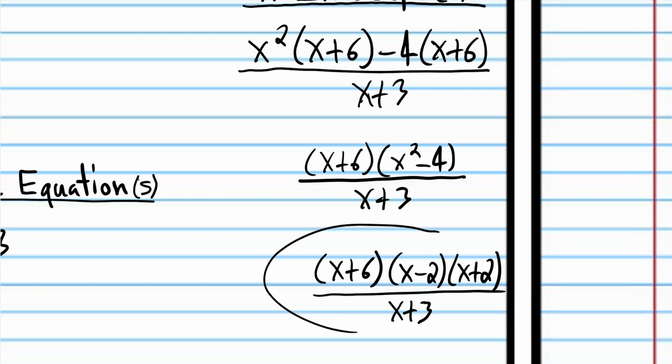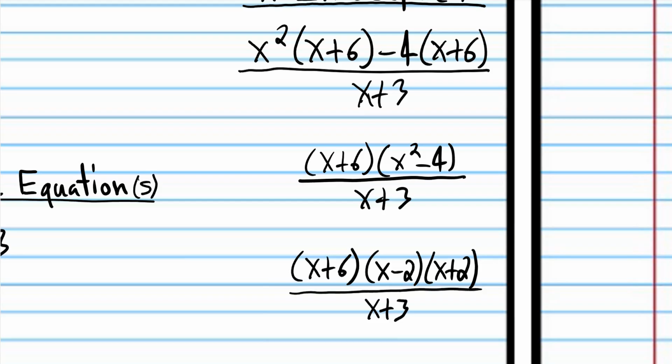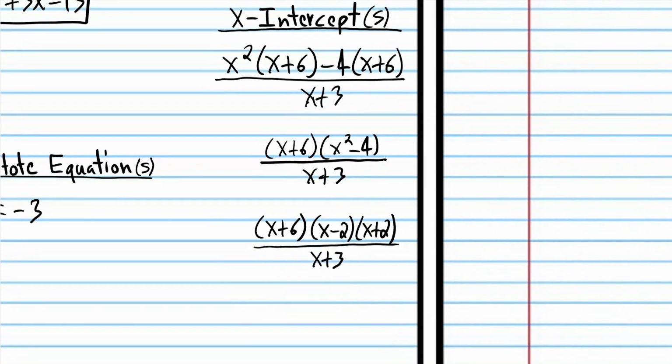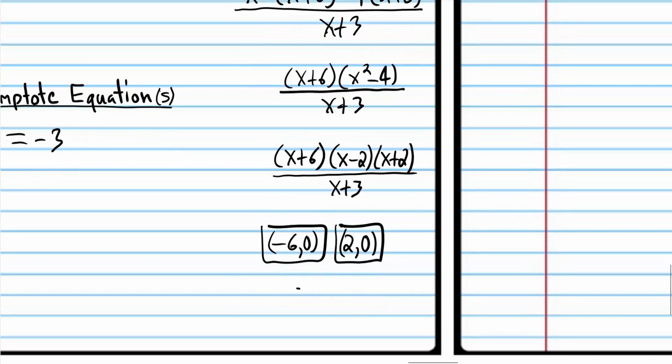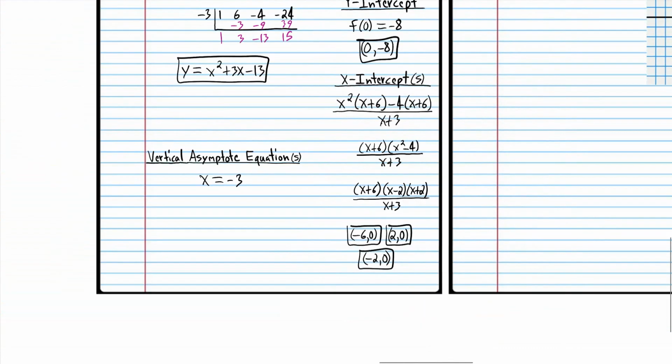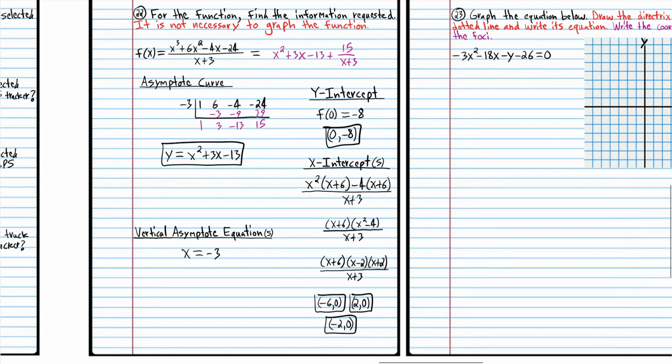So now we can see the x-intercepts. Now we didn't really need the denominator, but we can see that negative 6, 0 is an x-intercept, and you can just write x equals, or you can write the actual point. I don't really care, but I'm just going to write the actual points. So those are all x-intercepts. So we got that problem right. Good.